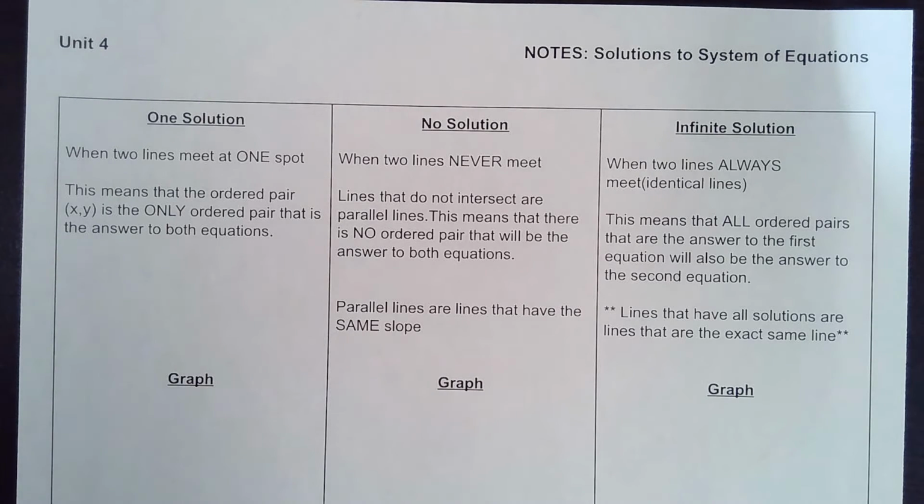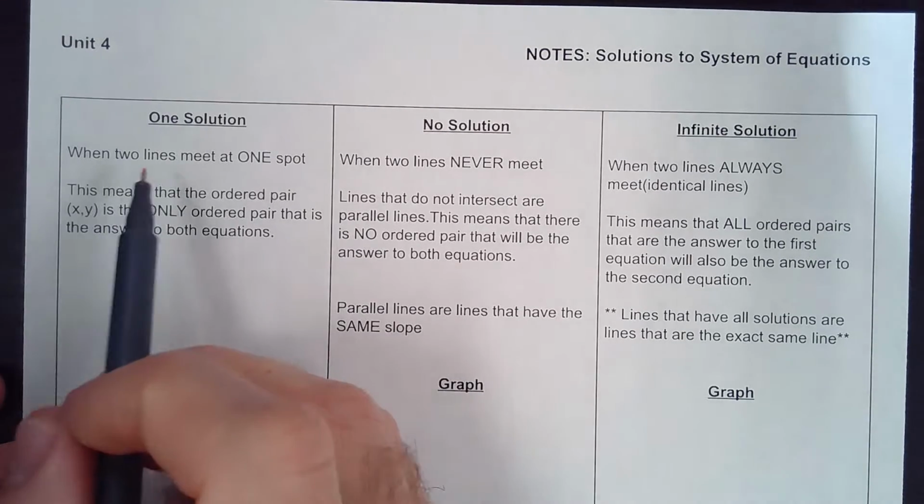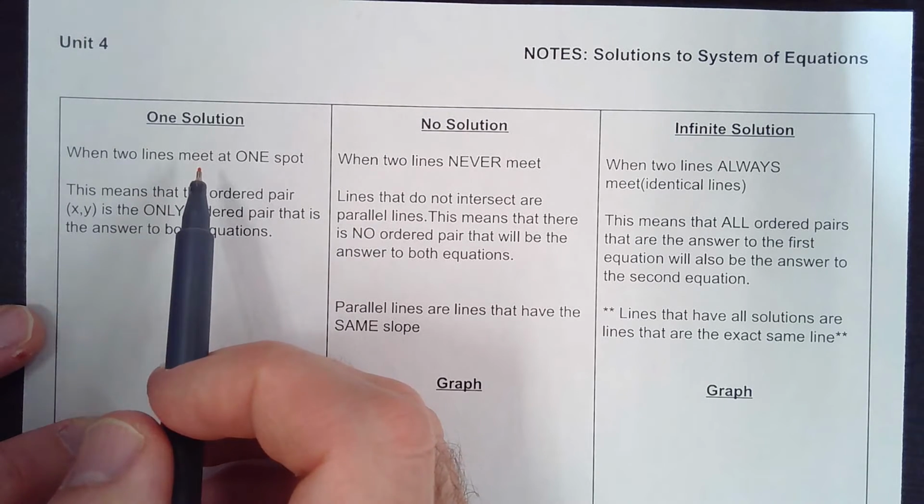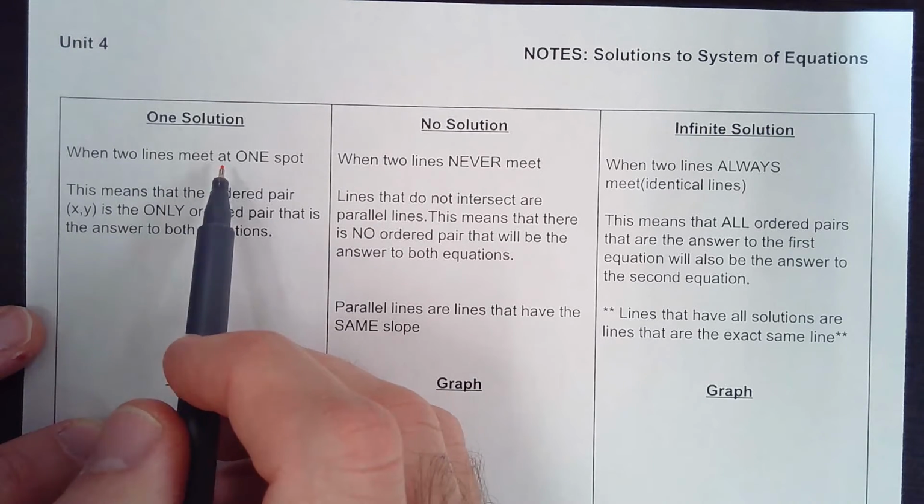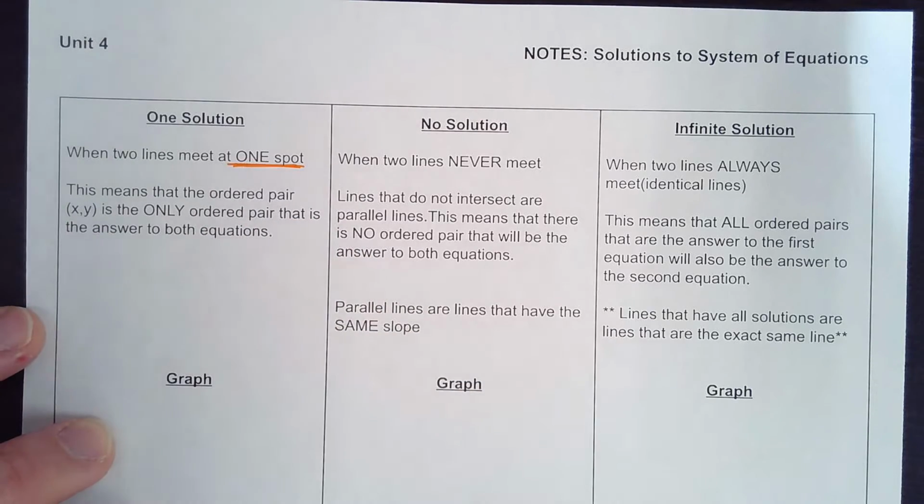Today we're going to continue talking about solutions to systems of equations. Specifically, we're going to talk about the different types of solutions that you can have to a system of equations. There are three different types. The first one is one solution, which means one point or one spot where two lines meet. If you watched our previous lesson on graphing a system of equations, when those two lines crossed each other, that was an example of one solution. I'll draw an example in a minute.